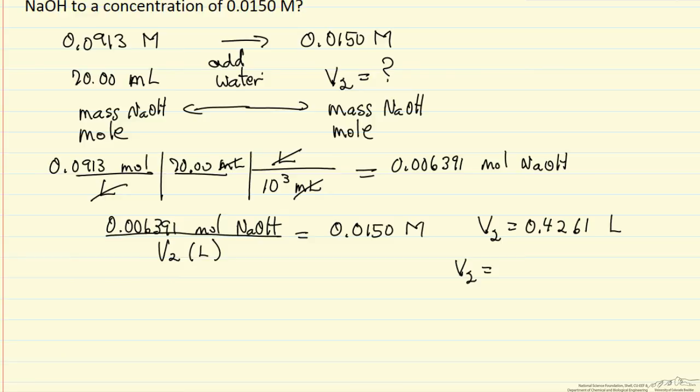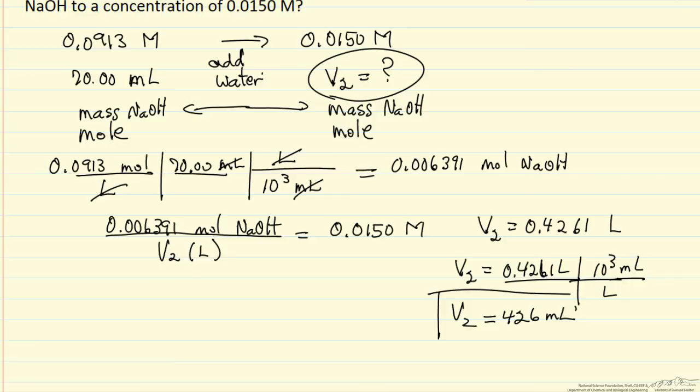Or I can write this in milliliters. So my final volume then is 426 milliliters. And the question was, what's the volume of the solution that would result? That's what we're trying to define, and we've determined the volume is 426 milliliters. We started out with 70, we added enough water to dilute it, so we have 426 milliliters.